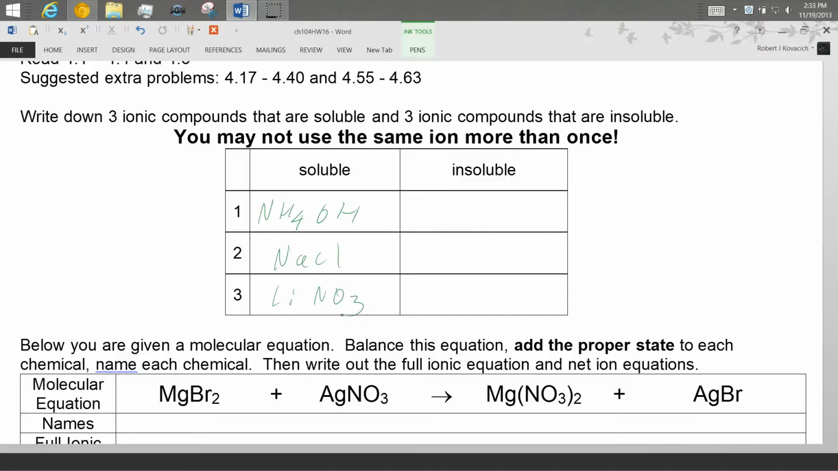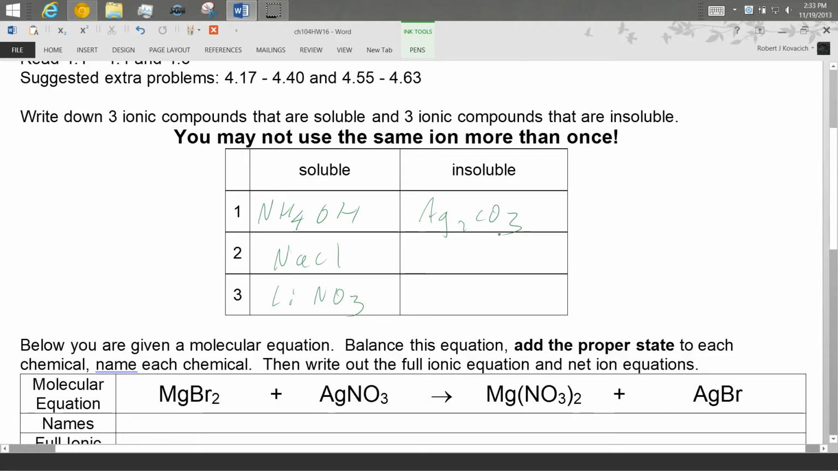No. 2 reasons why that's wrong. 1, we already used lithium, so you can't use it again. 2, lithium's never insoluble. The carbonate sounded good, but the lithium cannot be combined with that. Silver carbonate? Sure, silver carbonate would work.